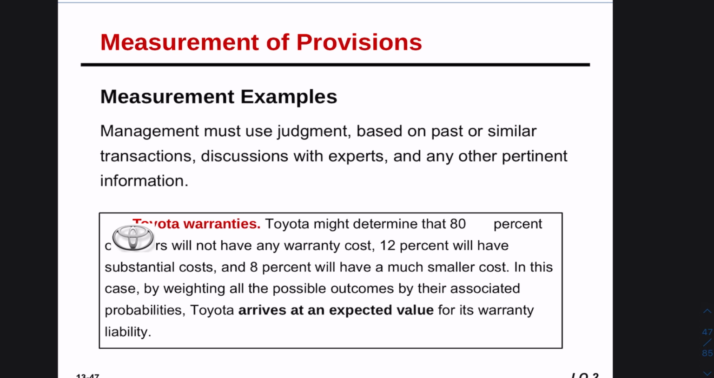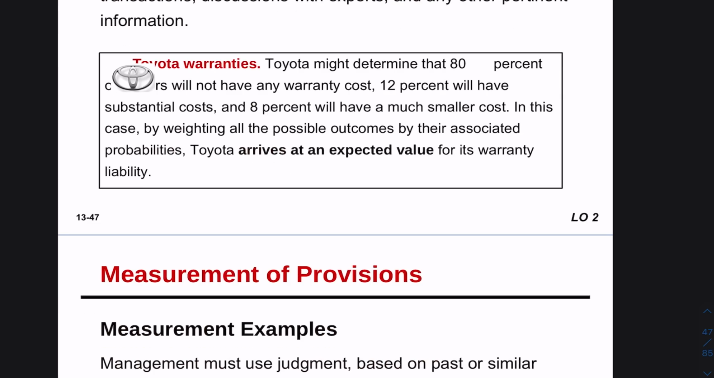Management must use judgment, and that judgment is based on past or similar transactions. They will have a discussion with experts to estimate the amount of the liability or any other pertinent information. We have an example of Toyota warranties. Toyota might have determined that 80% of their cars will not have any warranty costs, 12% will have a substantial cost, and 8% will have a much smaller cost. In this case, they will weigh all the possible outcomes, come up with the expected value, and recognize the provision, their liabilities.